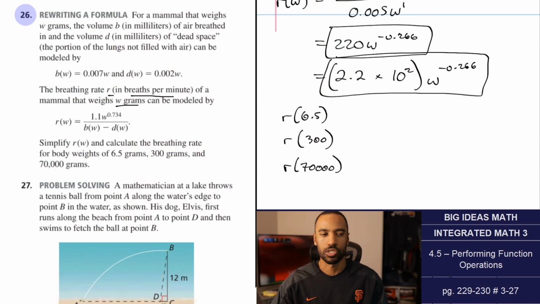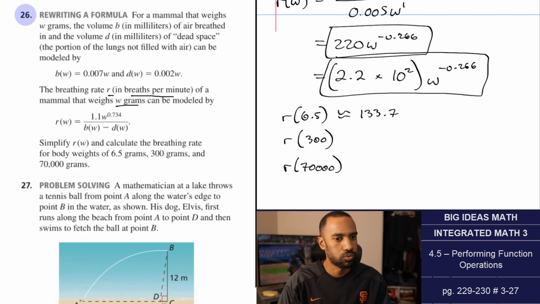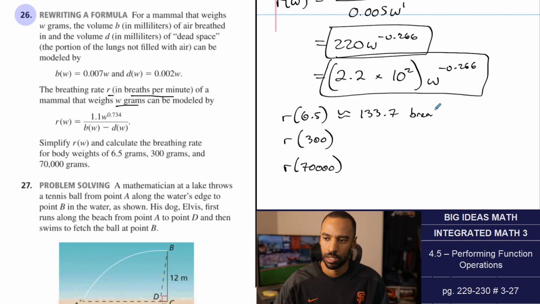Okay, so what are they talking about? Breathing rate. So if you weigh more, you breathe less, right? You can think of like a big, like a whale or something like that. All right, so 6.5, we're going to get about 133.7 breaths per minute. I don't want to put BPM because that's beats per minute.